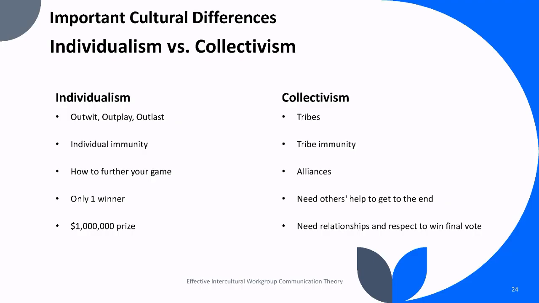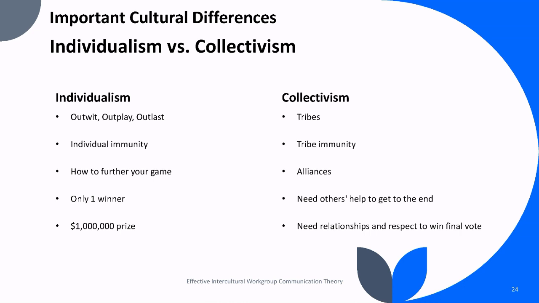So if we look at individualist versus collectivist, all 18 of those individuals are individuals, right? They each want to outwit, outlast, and outplay the others. There's only one winner, so they must keep that individualist mentality. They have to figure out how to further their own game through their relationships. There are individual challenges where they can win individual immunity or prizes, and it is for $1 million. So at the forefront is, how do I win?